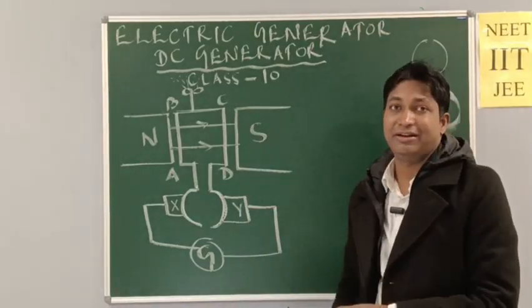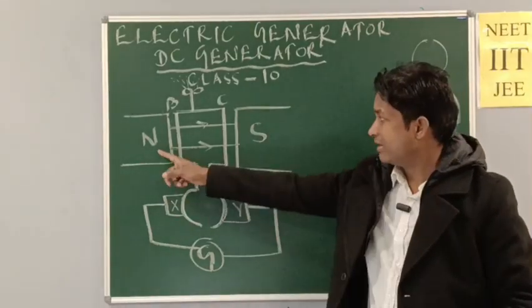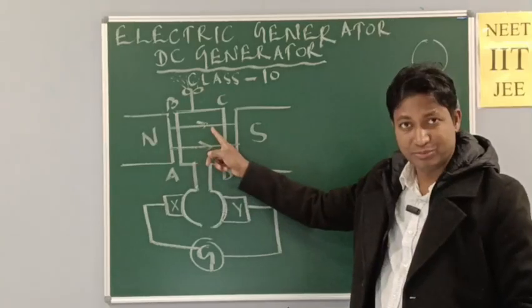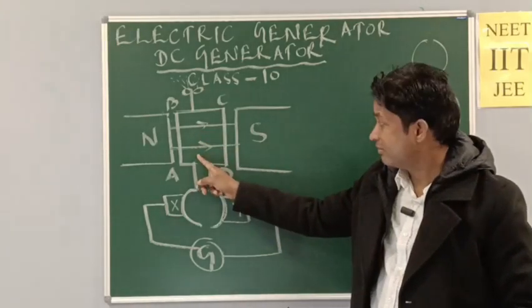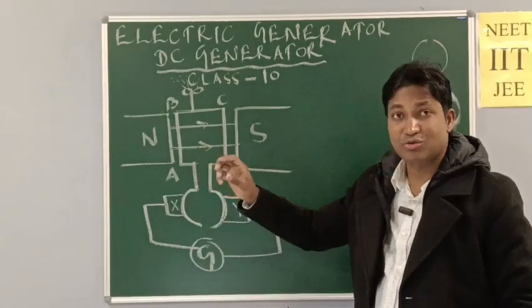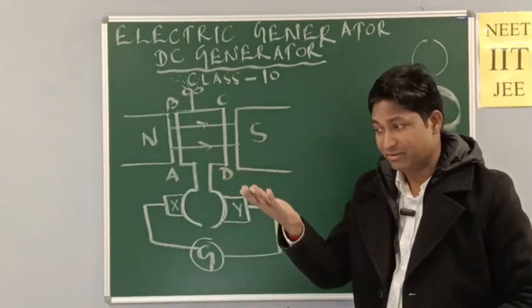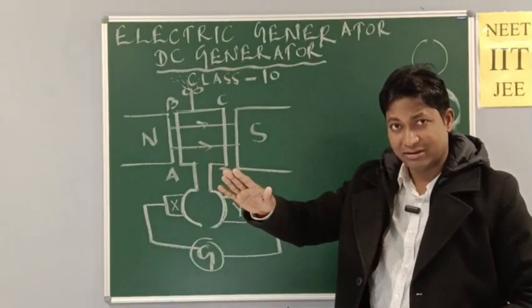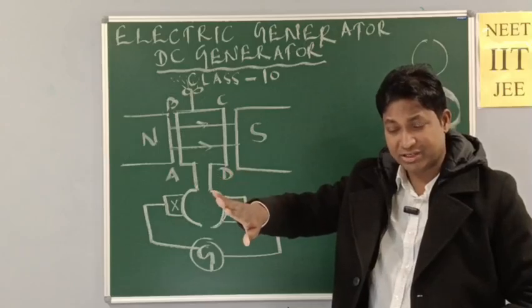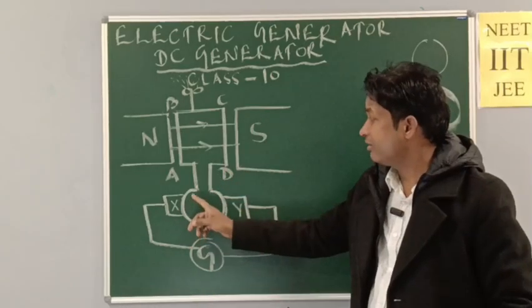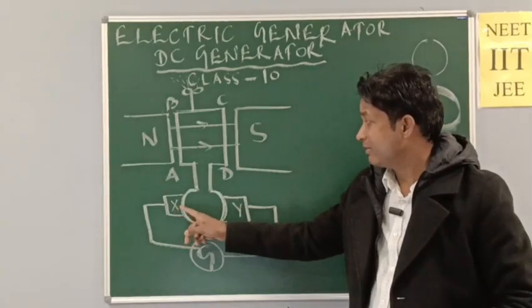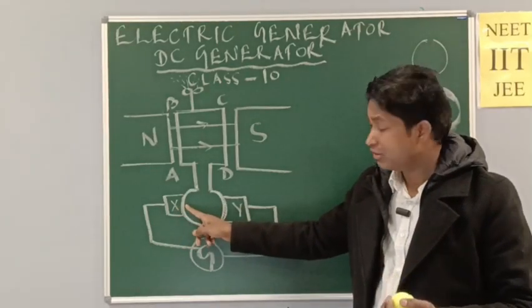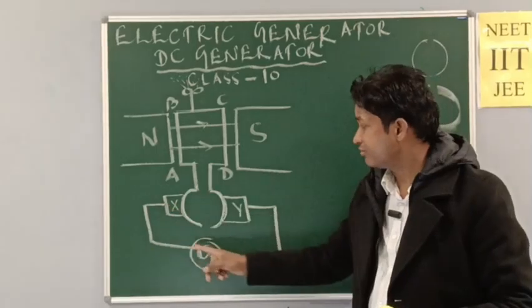What I taught here: the magnetic field is provided to the coil. Why did we take a coil here? Because the coil rotates inside the magnetic field, then we will get an induced current. Why did you connect the carbon brush to the slip ring? Because if they are in contact with each other, then current will pass.